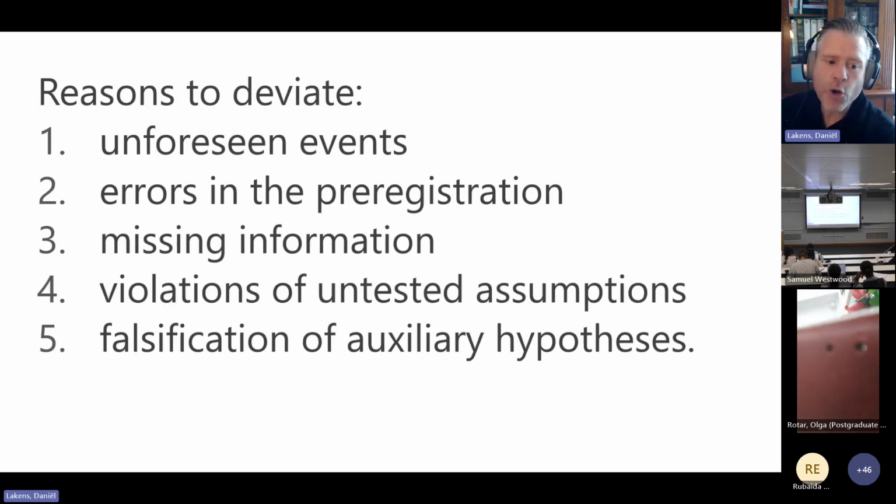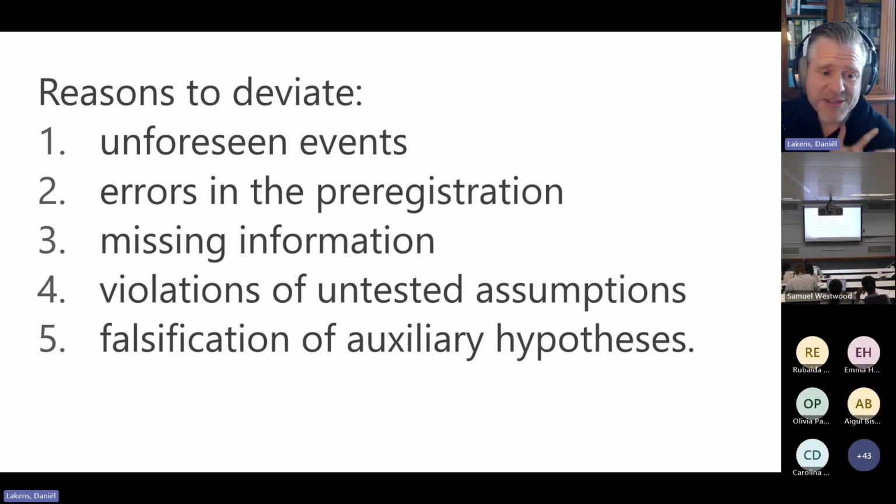So what are common reasons in the scientific literature? Because there's meta-scientific work on this, but also from my experience doing them myself or editing these kind of journals or papers. What are common reasons to deviate? Well, first, unforeseen events. Something happens. COVID was a pretty big one, right? All of a sudden, you couldn't go into the lab. So you have to deviate from your pre-registration.